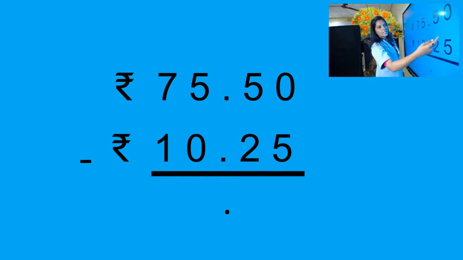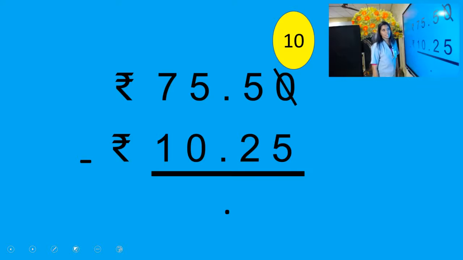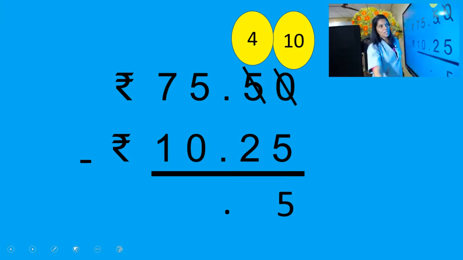Can you subtract 5 from 0? No, you cannot subtract 5 from 0. So what do we have to do? Here we have to borrow. From where? From this 5, isn't it? When you borrow from that 5, that 0 becomes 10 and that 5 becomes 4. Is it clear? When you take 1 from 5, it becomes 4 and this 0 becomes 10.